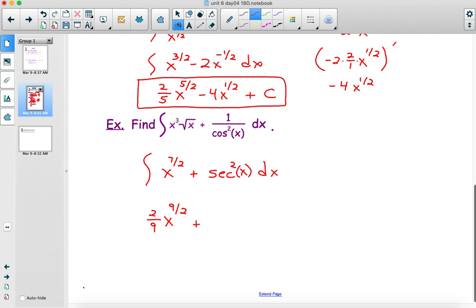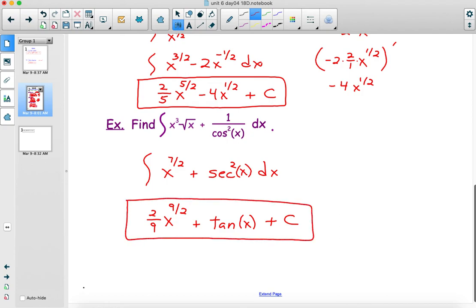And what about secant squared? Well, if you remember your derivatives, the derivative of tangent is secant squared. So that's just tangent of x. And once again, don't forget plus any constant. So that family of functions all have the derivative equal to x to the 7 halves plus secant squared x.